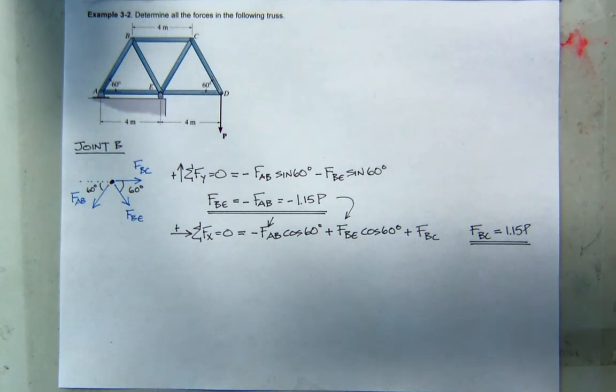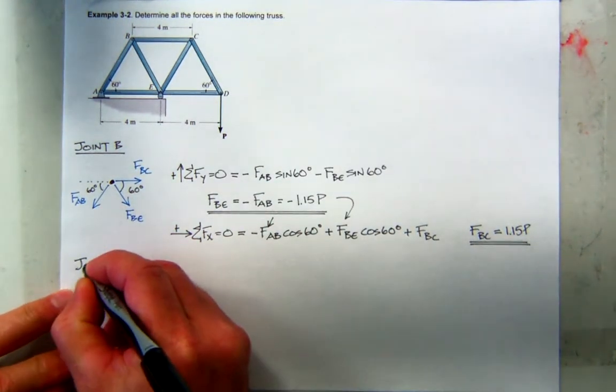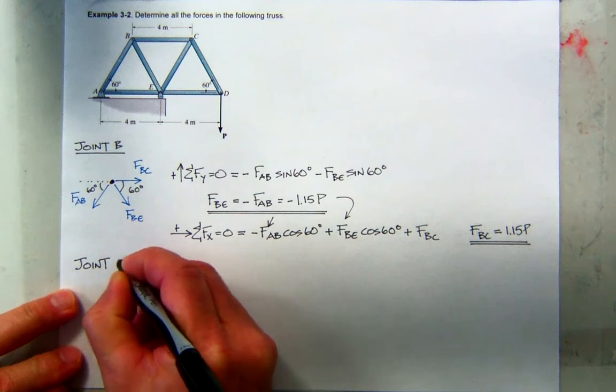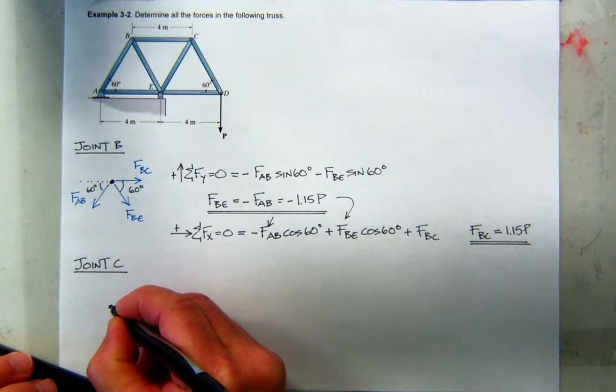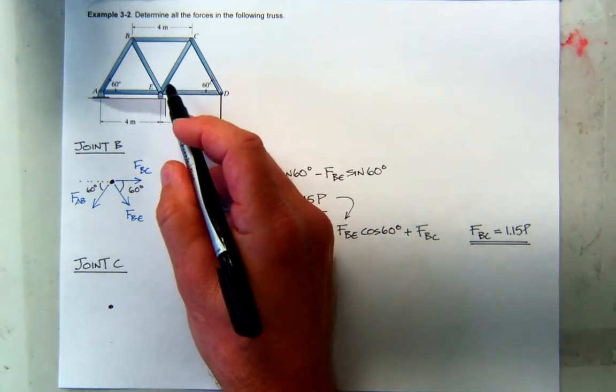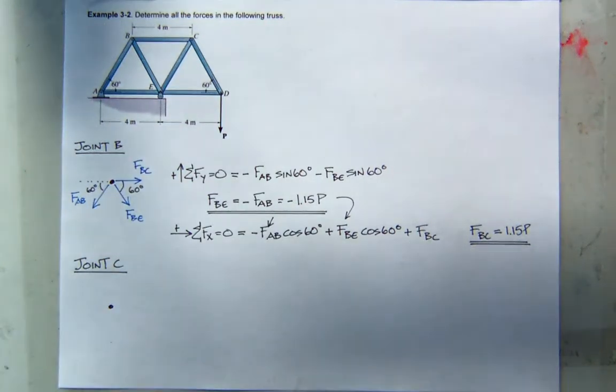So are we finished? No. What are we missing? CE. This guy right here. So I'm going to go to joint C. And I'm choosing joint C over its other possibility, E, because we've already talked about this CB being kind of a mirror image. So that's going to help us out.